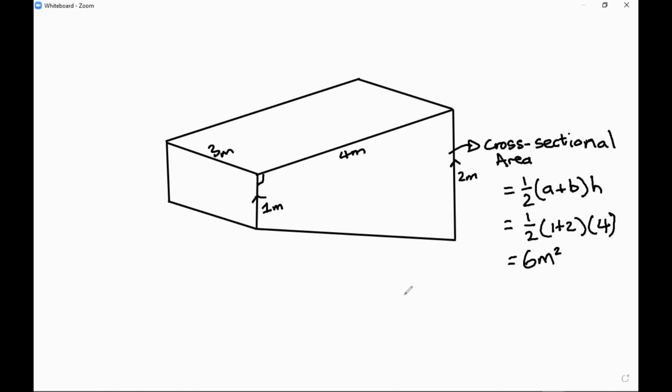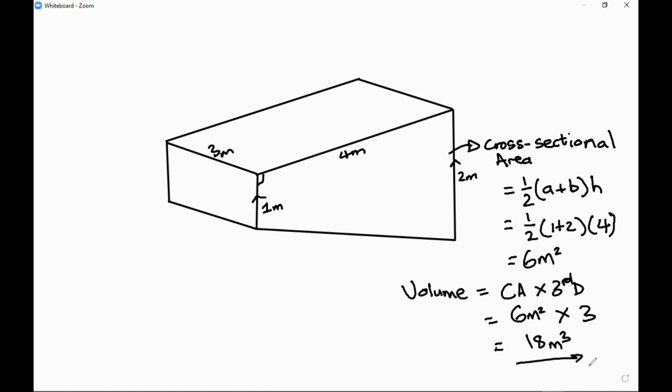So the volume that this pool can house will be given by the cross-sectional area, I'm going to call it CA, multiplied by 3 meters, which is how deep the shape has gone, or the third dimension, basically, where volume is always in 3 dimensions, meters cubed, right? So this is going to be 6 meters squared, and then I multiply this by 3, which becomes 18 meters cubed. Okay? What did I do now? I got my volume.